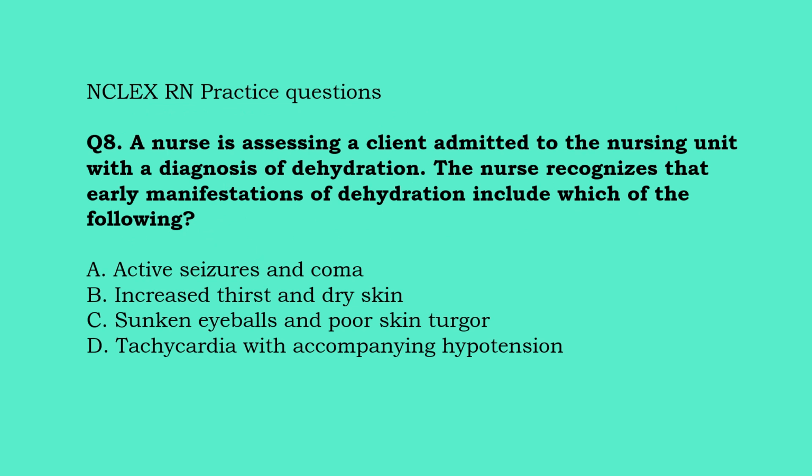NCLEX-RN Practice Questions. Question 8. A nurse is assessing a client admitted to the nursing unit with a diagnosis of dehydration. The nurse recognizes that early manifestations of dehydration include which of the following? A. Active seizures and coma. B. Increased thirst and dry skin. C. Sunken eyeballs and poor skin turgor. D. Tachycardia with accompanying hypotension.